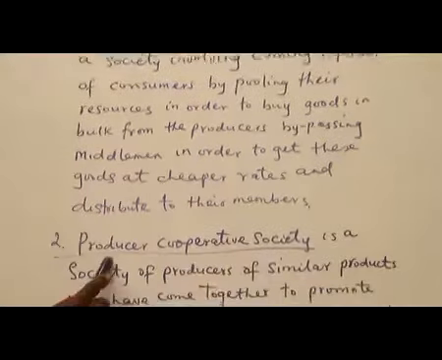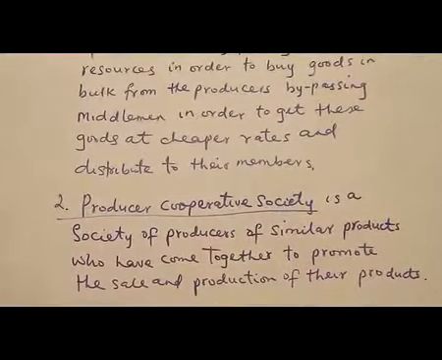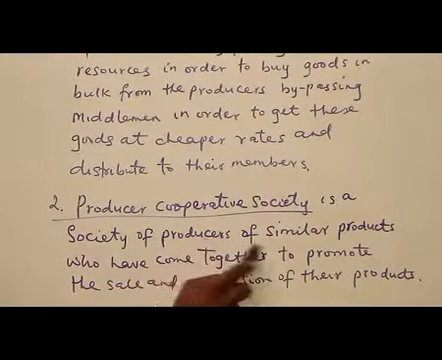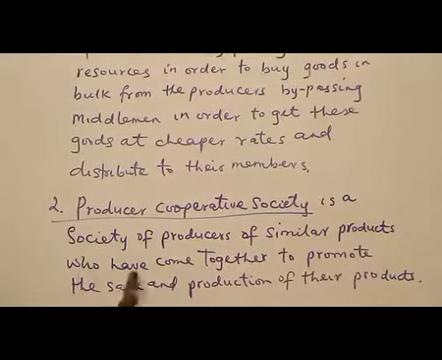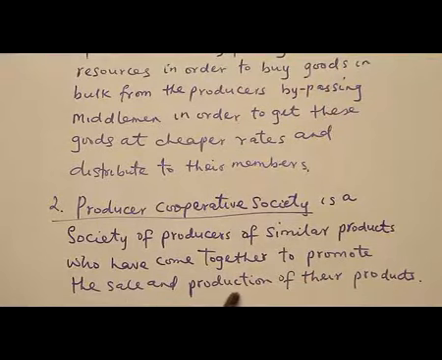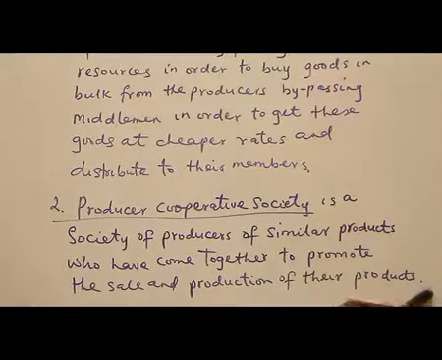Number 2, producer cooperative society is a society of producers of similar products who have come together to promote the sales and production of their products.